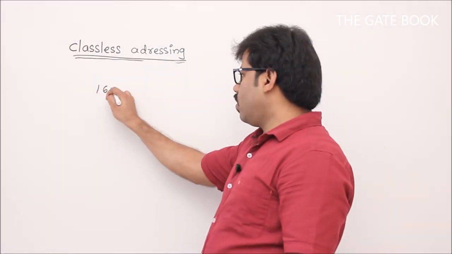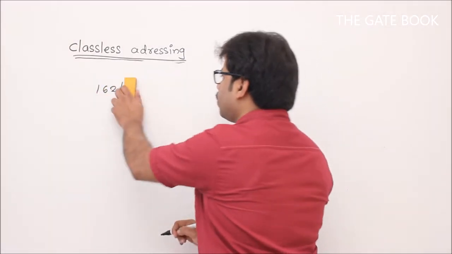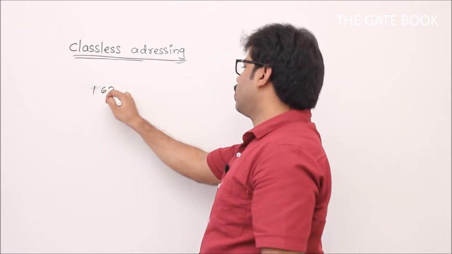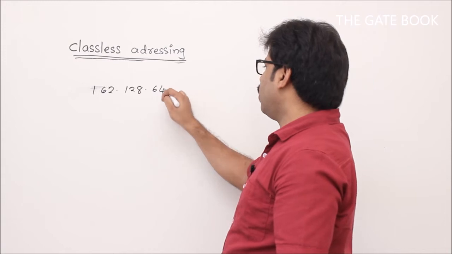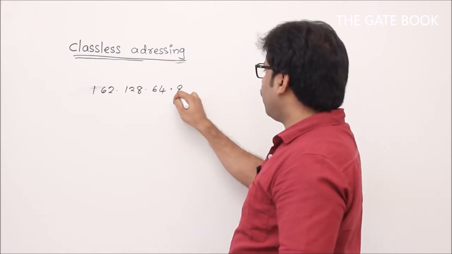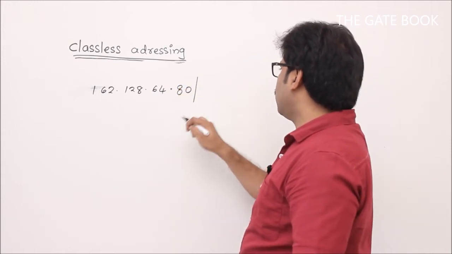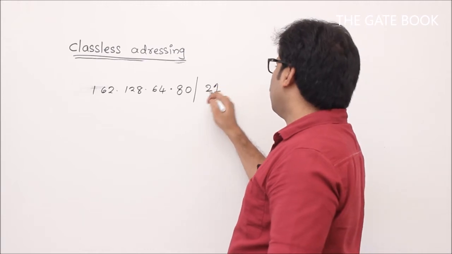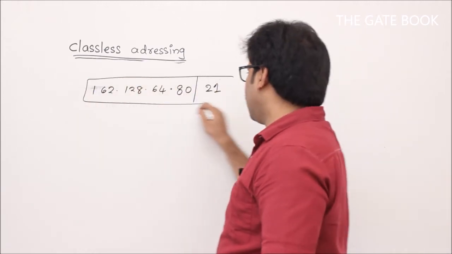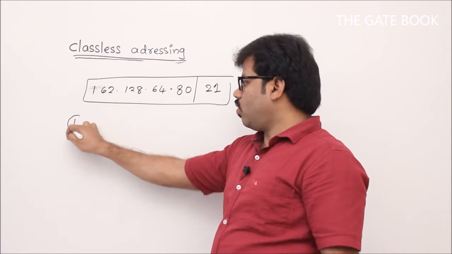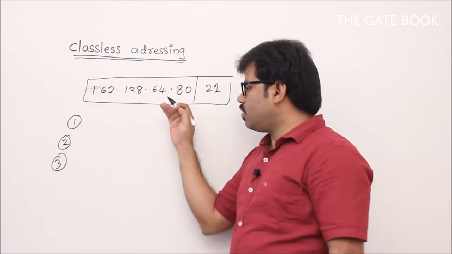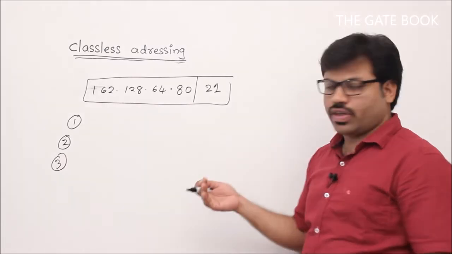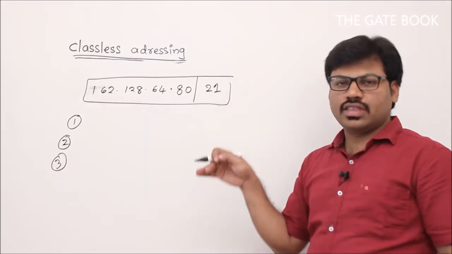Example, let's say you have 162.128.64.80 slash 21. What does it mean? We will see. Question number 1. Only 3 points you should know. One is, if you have these many IP addresses, then how many are we going to get? Second one, what is the starting address, what is the ending address?